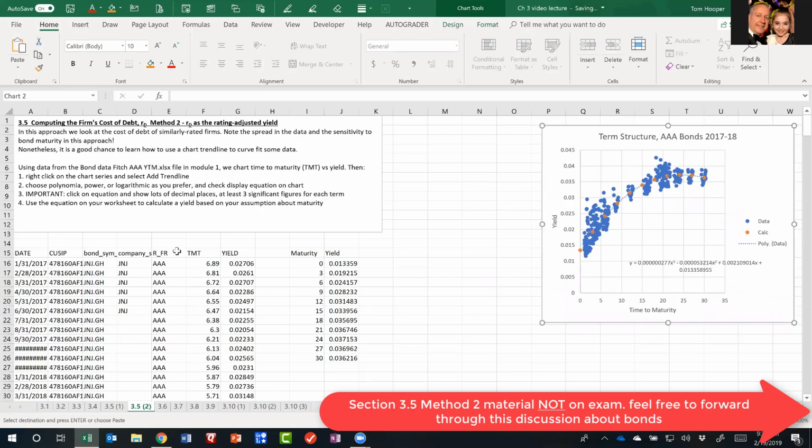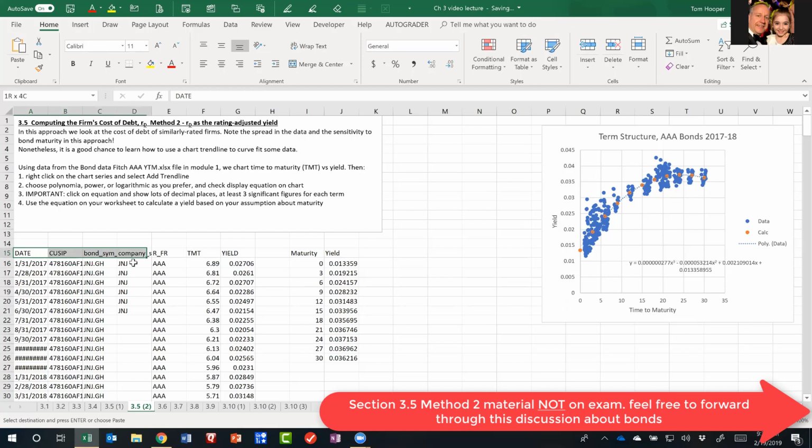And so what I did is I went out to a place called Wharton, WRDS, and downloaded my version of what they showed in the textbook. And I think I limited it to 2017 data. And I pulled anything that Fitch had given a AAA rating. And there were columns that I can include for time to maturity. This is in years. And then yield to maturity. This is in percent, and decimal as a percent. So that'd be about 2.7% yield.